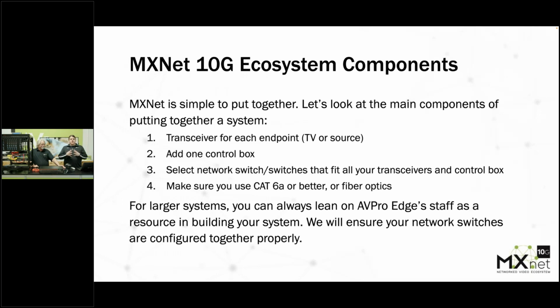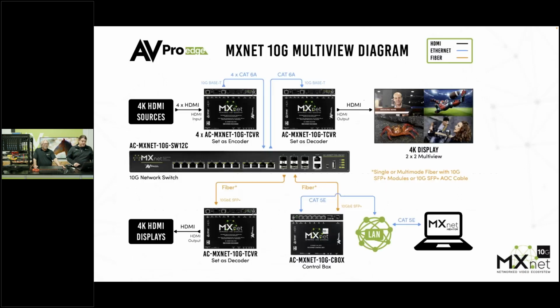And so now we're going to get a little bit into the components. I'm just going to tell you about it before we're looking at it. And you guys are looking at it right here as well, but you need a transceiver for each endpoint. You need a control box, just one, and you need a network switch to connect them all together. Once you have those components, you have yourselves the makings of an MXNet 10G ecosystem. And for larger systems that you don't know how you're going to stack or put together, you just lean on AVPro Edge, and we're here to help you with that.